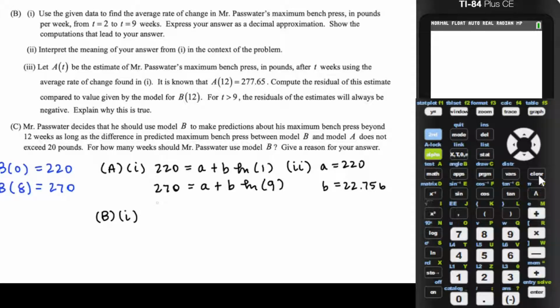So that would be B of 8 minus B of 0 divided by 8 minus 0. Okay, so that's going to be 50 divided by 8. I think that's something that we can maybe not do the division mentally, but do the subtractions mentally. And that's going to be 6.25 pounds per week.